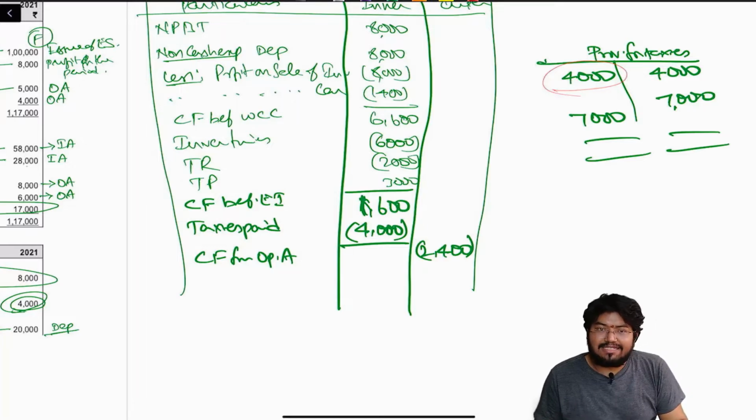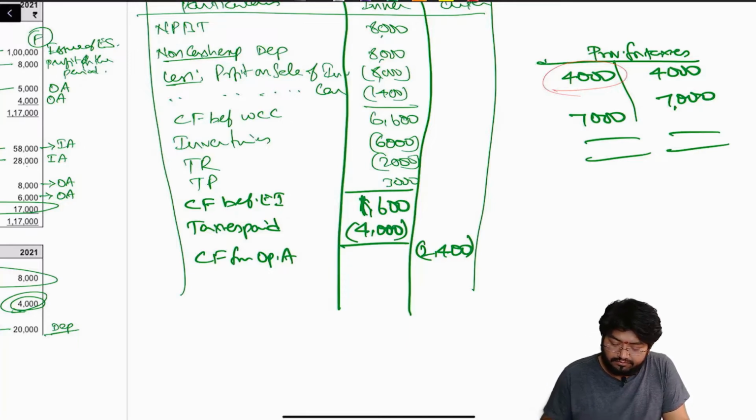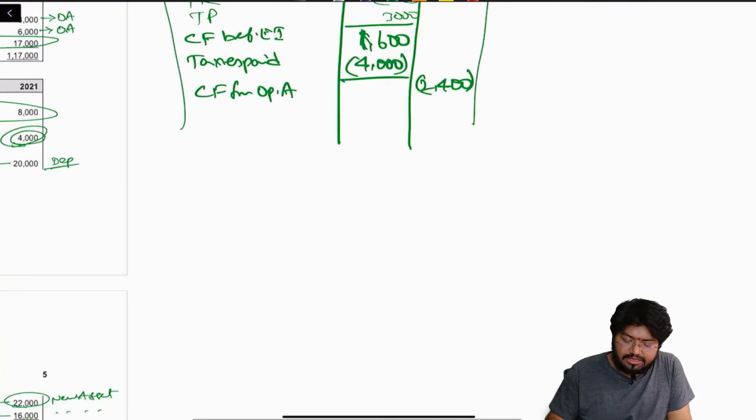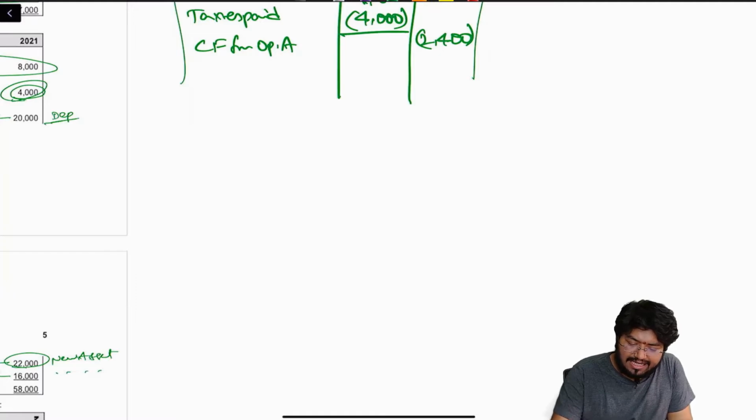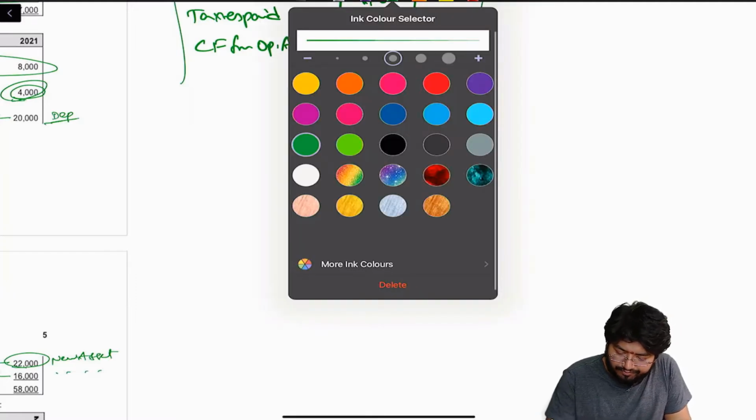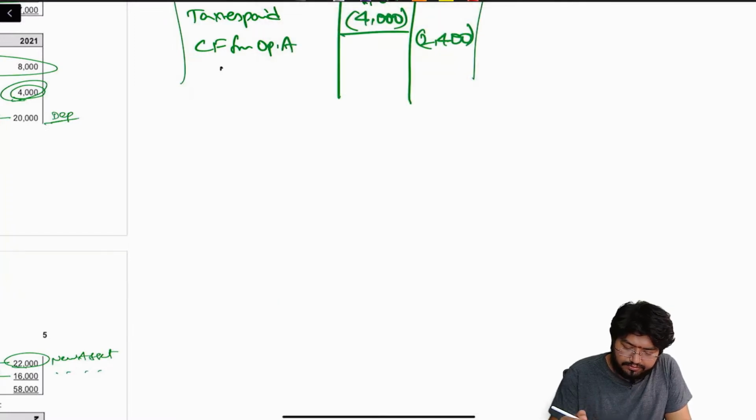Am I making sense, people? Can we go forward? All right, let's move ahead. We will go to investing activities. Cash flow from investing activities.